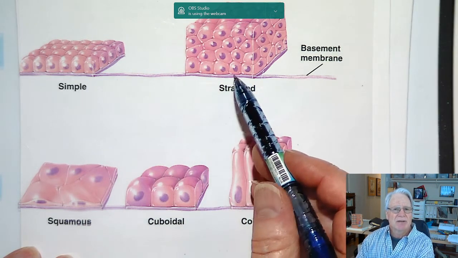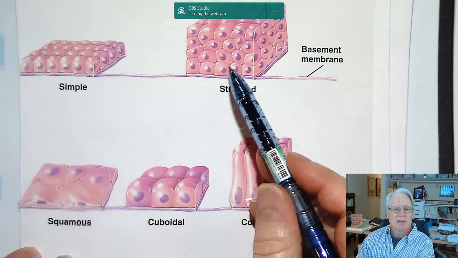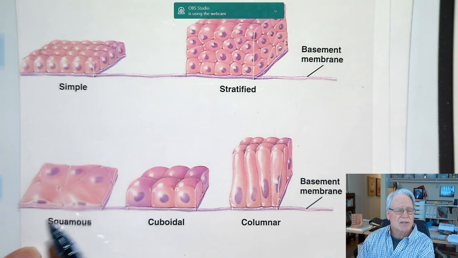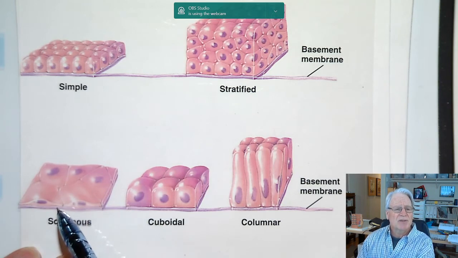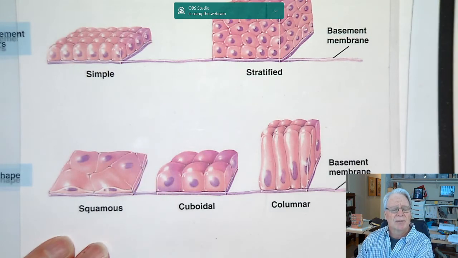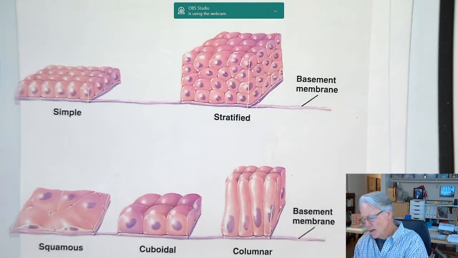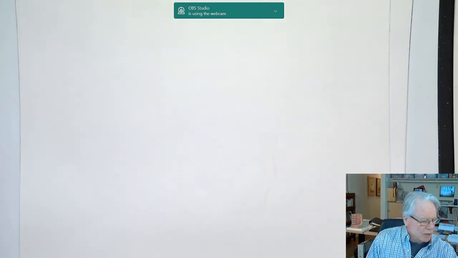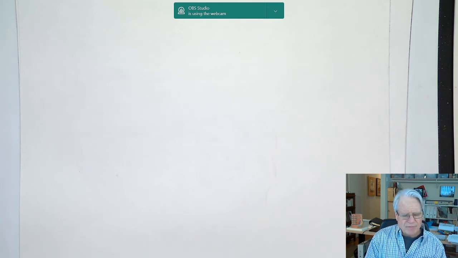I could literally have stratified columnar. Clearly you can see stratified cuboidal, certainly stratified squamous. But if I said stratified squamous, your expectation is you're going to see a lot of flat cells stacked on top of each other. And that's exactly what you would see. Okay. All right. So with that in mind, we're going to run through the different tissue types.